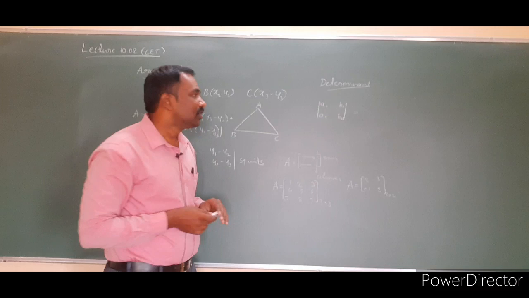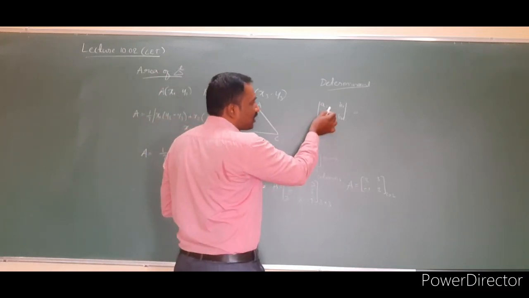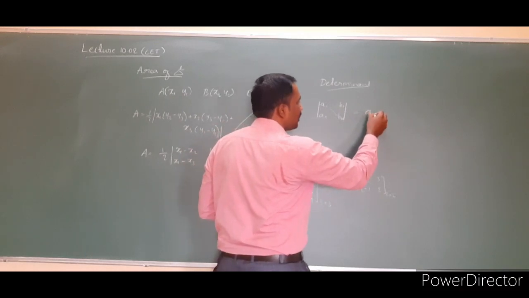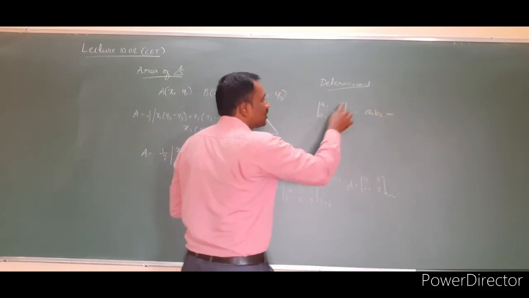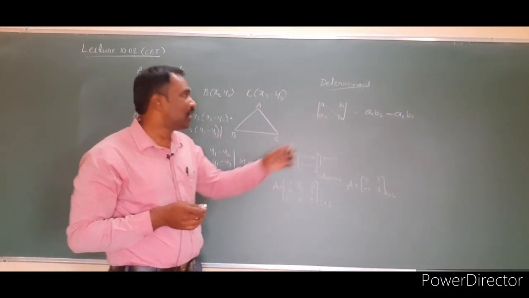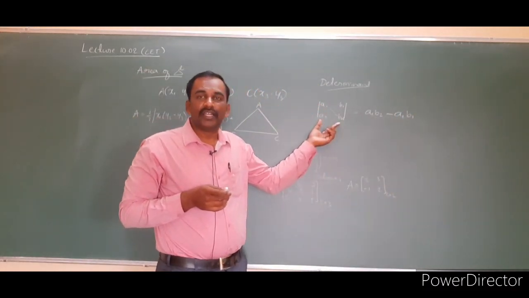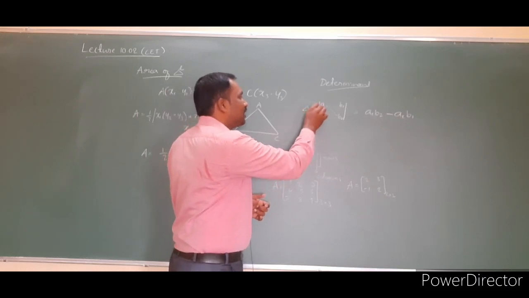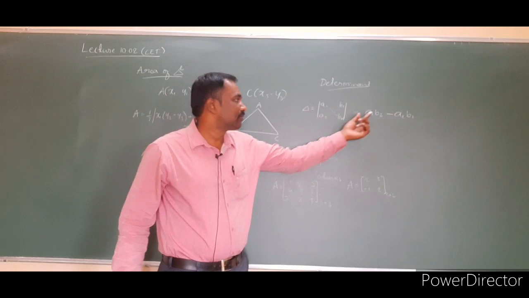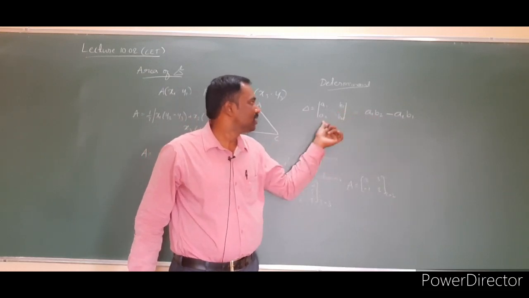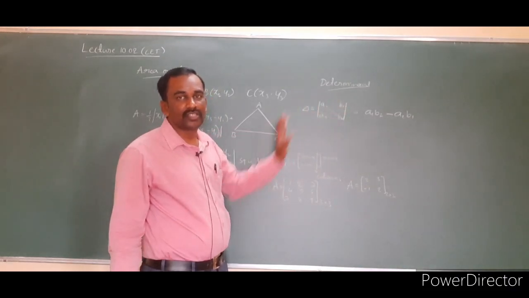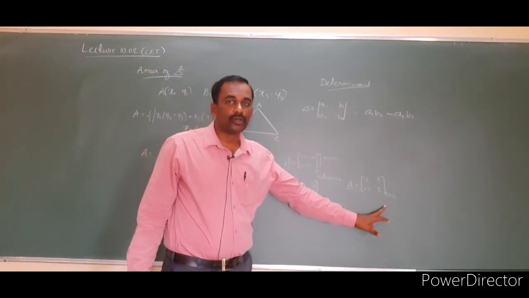How to evaluate? To evaluate, cross multiply: a1 into b2 minus a2 into b1. That will give the required real number. This is said to be a determinant, denoted by delta. Determinant is denoted by delta and given by a1 into b2 minus a2 into b1. This is the evaluation of the determinant of order 2 cross 2.